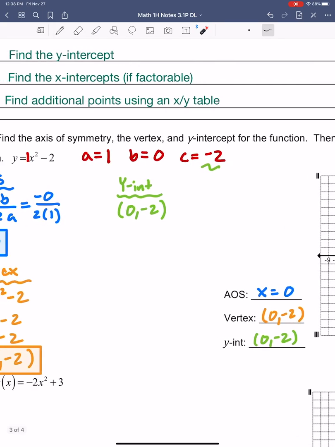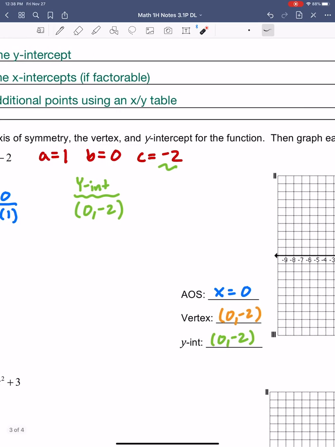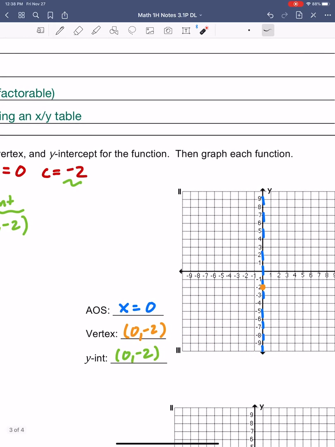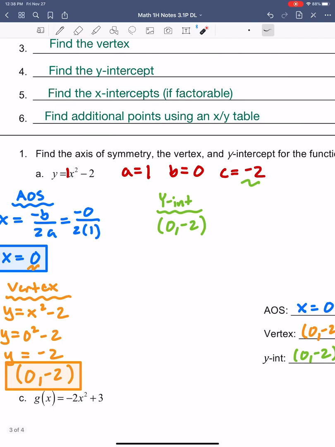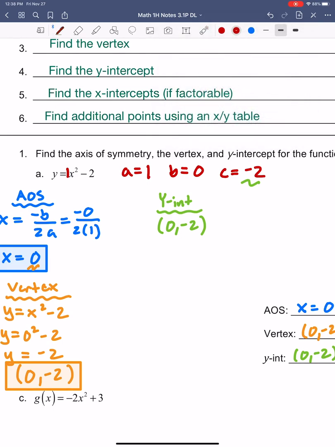All right, so it says find the axis of symmetry, got it. Find the vertex, got it. Find the y-intercept, got it. Now, we're not going to find the x-intercept because it's not asking us here, but we do need more points, because we don't know how wide this parabola is going to be. So I can make a table, and I'll go ahead and do that. I'm going to make a table here, x and y.